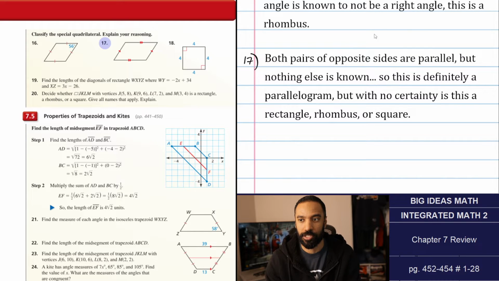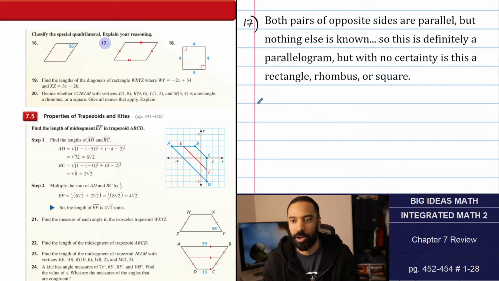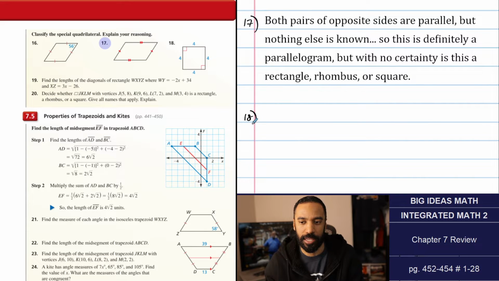It could be. There's nothing else that's known. You can't say it's not a square just because of how it looks. If they told you all of them were right angles, great. They don't tell you that. We don't know that for sure. Definitely a parallelogram.